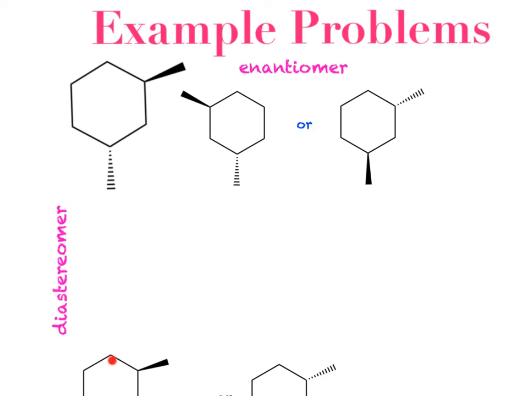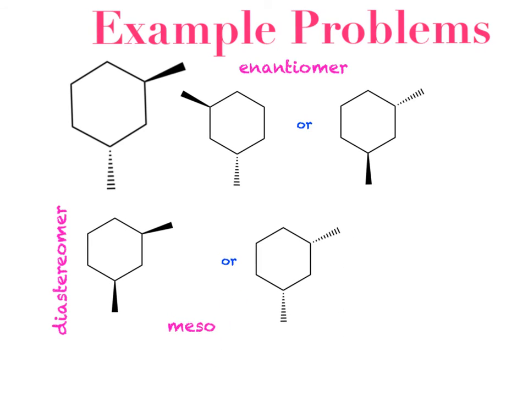And the diastereomers would look like this, where instead of changing both of these, you simply change one of them, and it could look like this molecule here or this molecule here. And something to note is that these two molecules here at the bottom, the diastereomers, are meso compounds to each other because they are the same identical molecule.